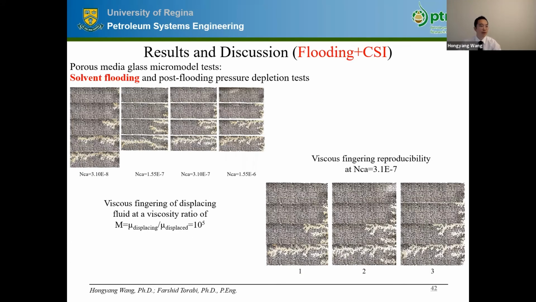And here is a brief introduction of the flooding and CCE tests we have conducted in our micromodel system. We can see under different capillary numbers, we have different viscous fingering phenomena. And also we have tested the reproducibility of viscous fingering at the same capillary number, and we can see that the reproducibility was pretty good.